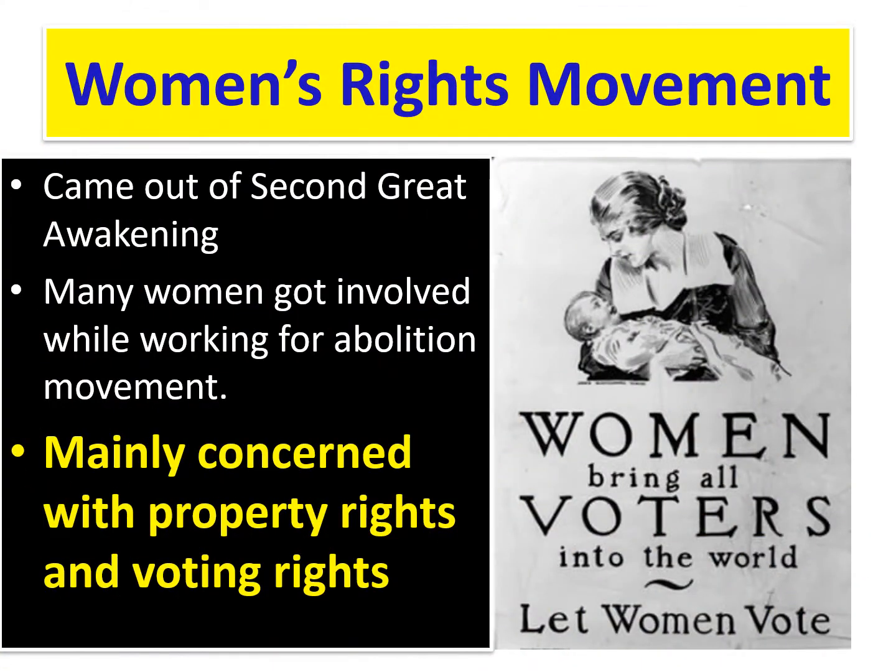The women's rights movement also came out of the Second Great Awakening. Many of the women got involved because they'd been working for the abolition movement and saw that they had some of the same rights that slaves did, which was not that much. The main thing that the women's rights movement worked for during the 1800s was property rights and voting rights.